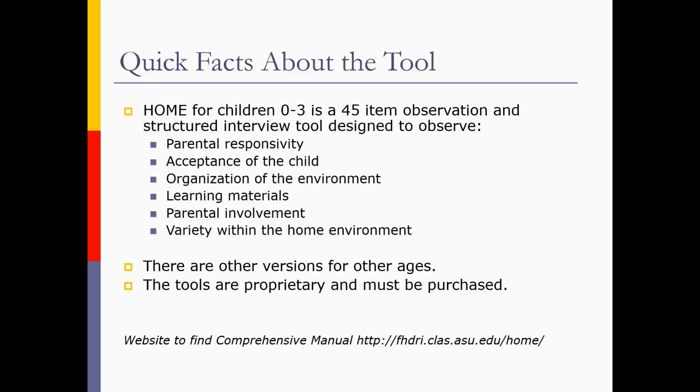The Home Inventory for Children 0 to 3 is a 45-item observation and structured interview tool, and it's designed to observe parental responsivity, acceptance of the child, organization of the environment, learning materials, parental involvement, and variety within the home environment. There are other versions for other ages. The tools are proprietary and must be purchased. This is why an example of the tool is not available in the online module, and nor are there videos available. Those can be available with training resources at the website below through Arizona State University.